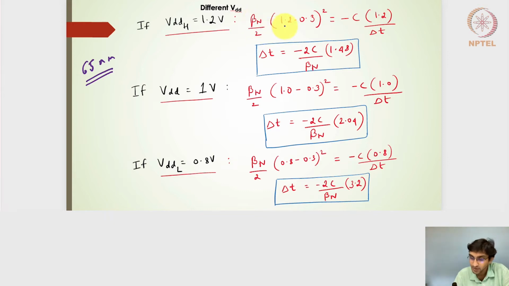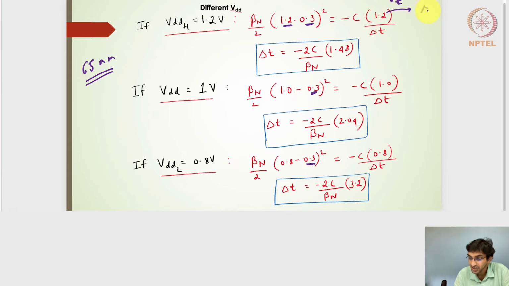So beta n into VDD, in this case 1.2 volts, minus 0.3, assuming that the threshold voltages of the transistors are the same. So I'm using 0.3 volts in all three cases, and I'm changing the VDD values. So my saturation current is nothing but beta n by 2 into (1.2 minus 0.3) the whole square, equal to minus C load into the delta V.